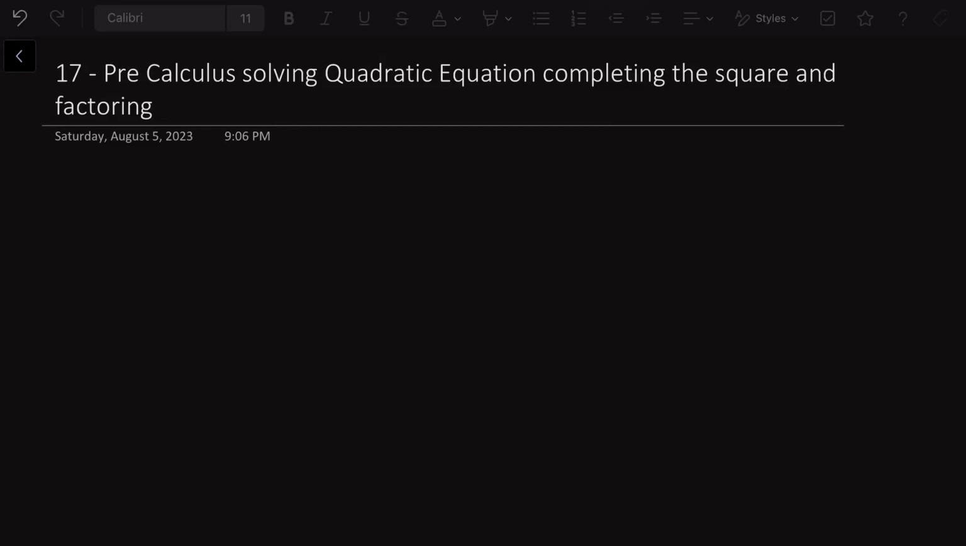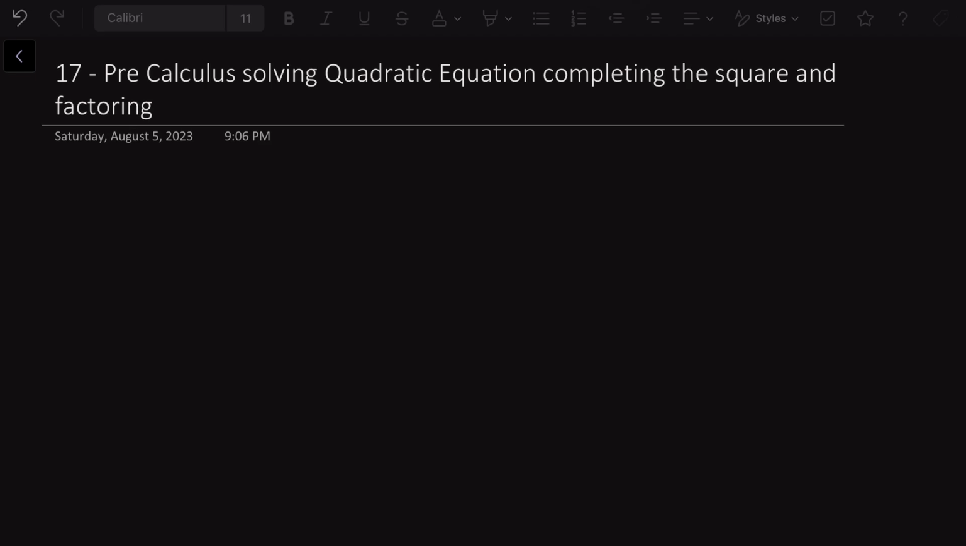Hi guys, welcome back. More problems on the quadratic equation, and we're gonna go over two methods today of how we solve the quadratic equation, either by completing the square or by factoring.